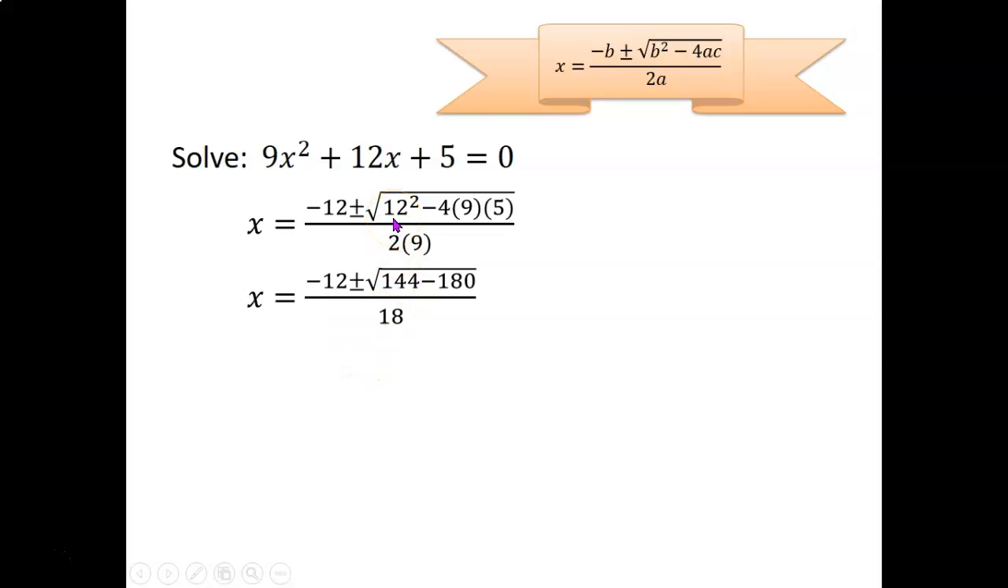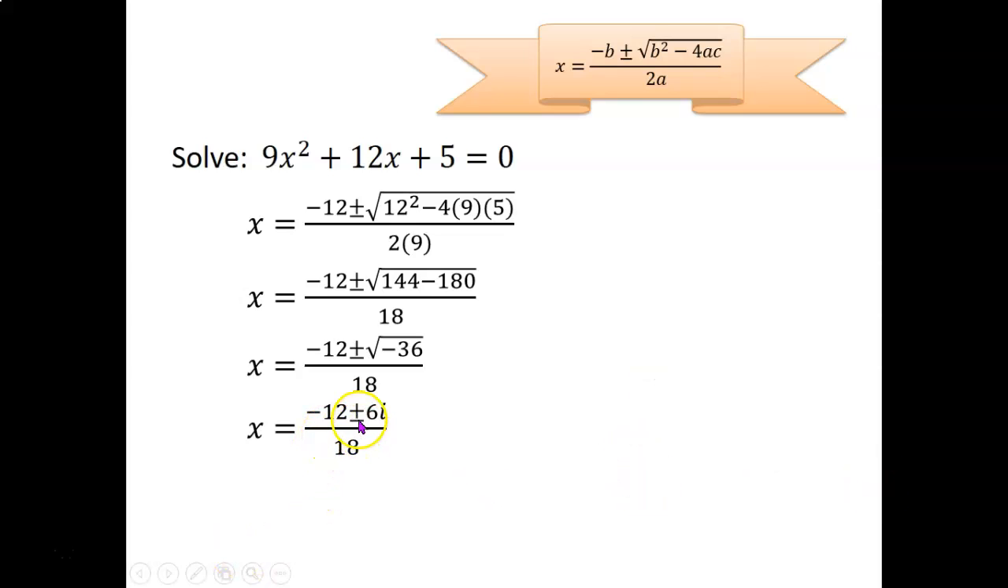Okay, under the radical sign, 12 squared would be 144, and 4 times 9 times 5 would be 180, and then down on the bottom, 2 times 9 would be 18. When I finish calculating under the square root sign, 144 minus 180 is negative 36. So we're looking at x equals negative 12 plus or minus the square root of negative 36 all over 18. What is the square root of negative 36? I hope you said 6i.